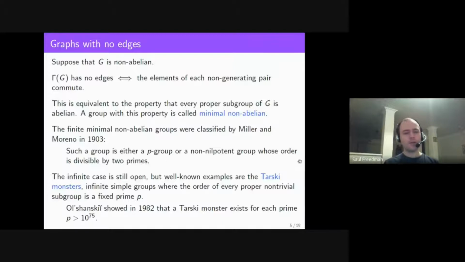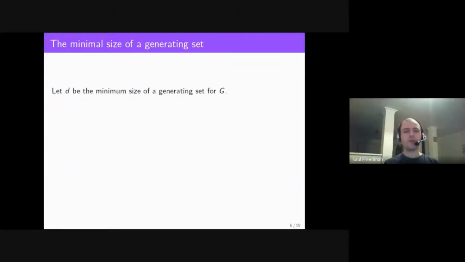Okay, so now I want to say something about the minimal size of a generating set for the group. Let D be the minimum size of a generating set. It's quite easy to see that for the generating graph, the graph is only interesting when D is 2. That's because when D is 1, of course, the group is cyclic, and so we know exactly what the graph looks like. And if D is greater than 2, then there are no generating pairs, and so the graph has no edges. Well, in fact, the case D equals 2 is also the only interesting case for gamma of G.